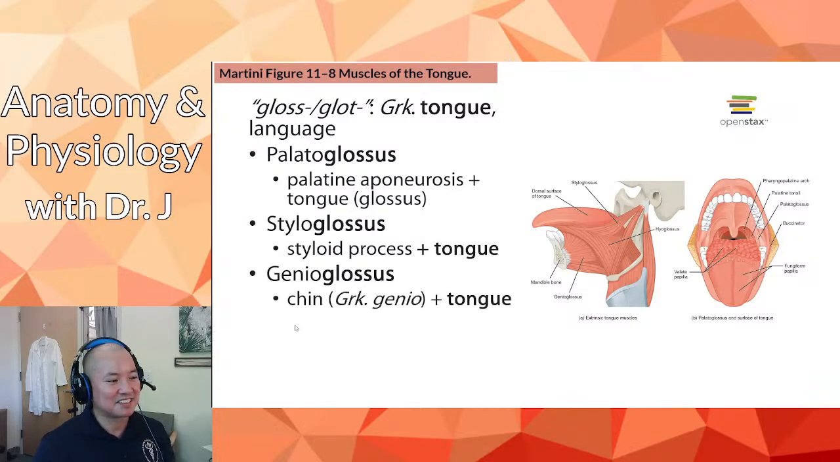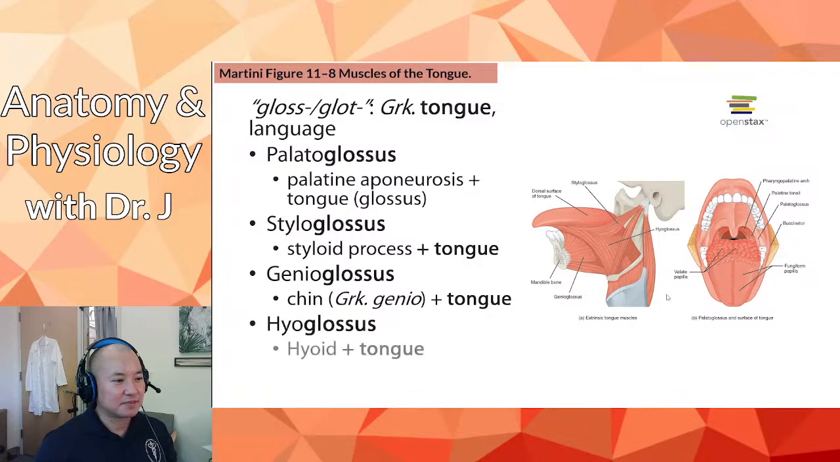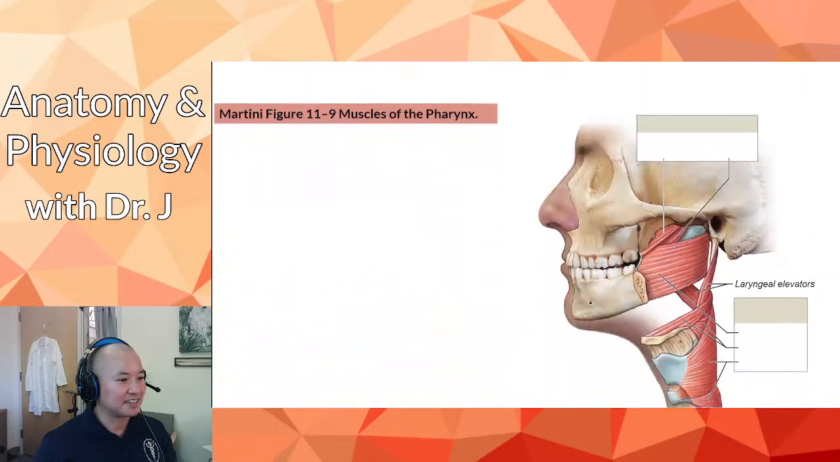Genioglossus, this is where we introduce a new term. Genio is a term for the chin. So this is going to go from the chin right here and help anchor the tongue over here. And the hyoglossus, this refers to the hyoid bone we see here and the tongue. So any muscle that has gloss in it is going to attach and help with moving the tongue. That's why you can move your tongue in so many different ways. You have all these muscles that help along with that.